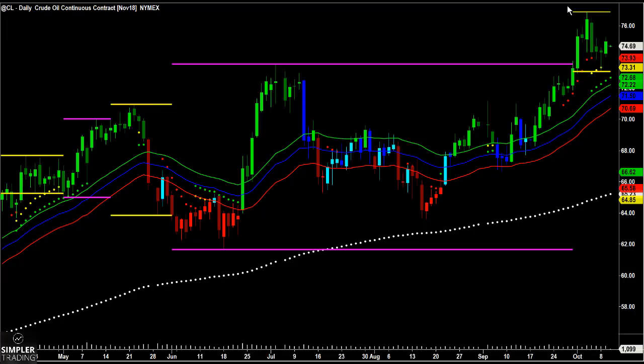We're going to talk about one of the markets I get the most questions about, and that is crude oil. So let's take a look at the November contract of crude. That is currently the front month.